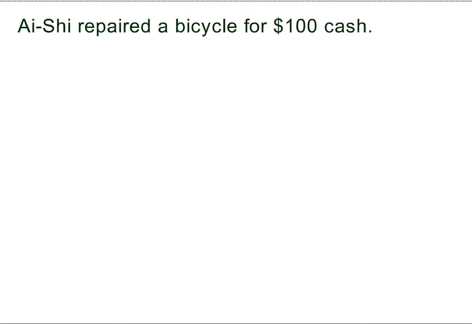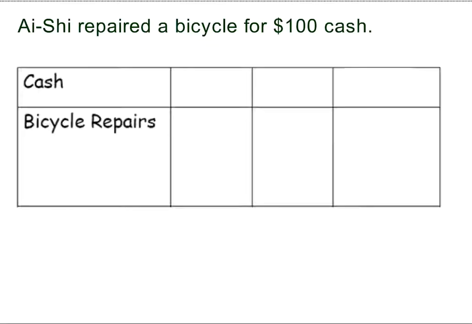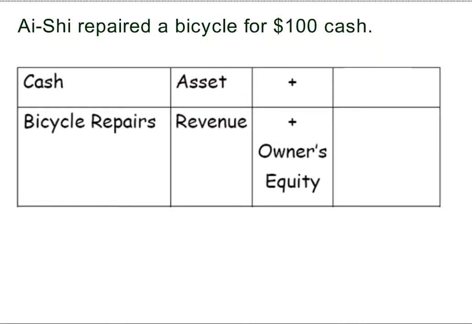Ashi repaired a bicycle for $100 cash. What two accounts are affected? Obviously cash and bicycle repairs. Cash is an asset account and bicycle repairs is a revenue account. Cash is increasing and revenue is increasing.